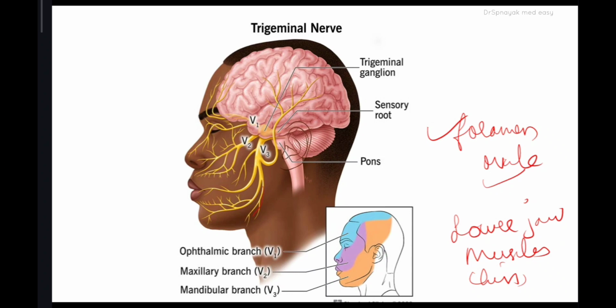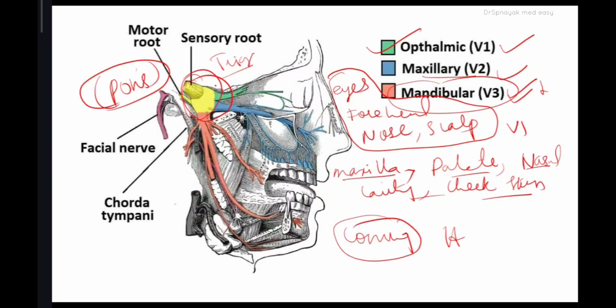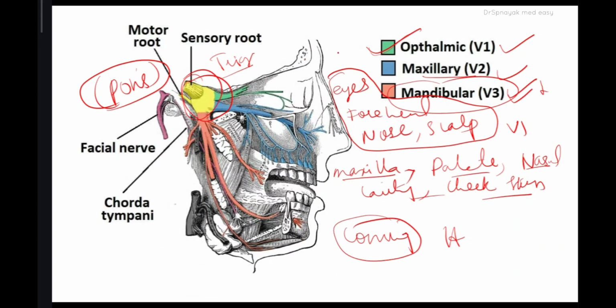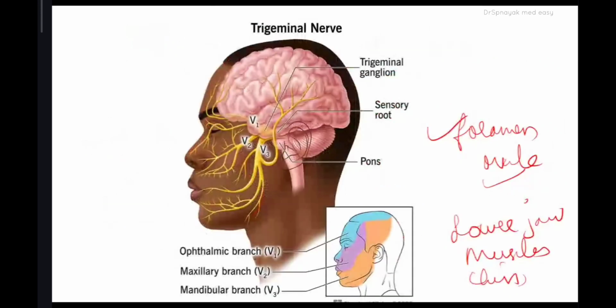These are important points you have to remember. I think you understood about the trigeminal ganglia and trigeminal nerve. The trigeminal nerve is divided into three branches: ophthalmic, which innervates the upper part of the face; second is maxillary, which innervates the upper jaw; and mandibular V3, which innervates the lower jaw. This one is the bigger one, and it exits the skull through the foramen ovale. That point you have to remember.